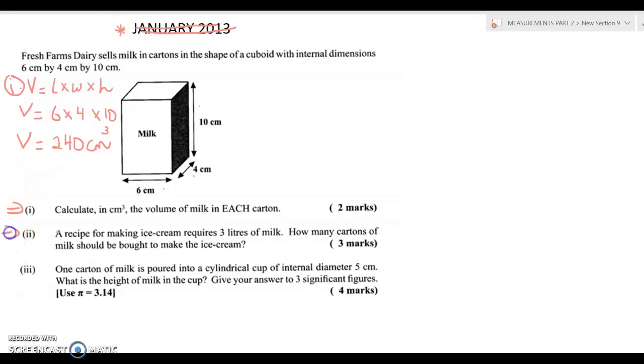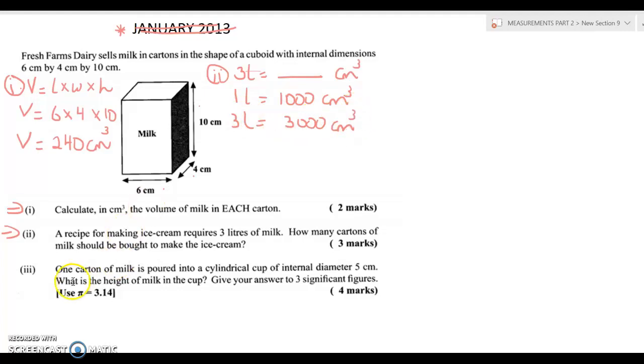Alright, so number 2, a recipe for making ice cream requires 3 liters of milk. How many cartons of milk should be bought to make the ice cream? Now, first of all, let's do part 2 right here. 3 liters of milk. Since our question is working in cm cube for volume, let's change that to cm cube, right? Remember to change from liter: 1 liter is equal to 1,000 cm cube. So 3 liters would be 3,000 cm cube, right?